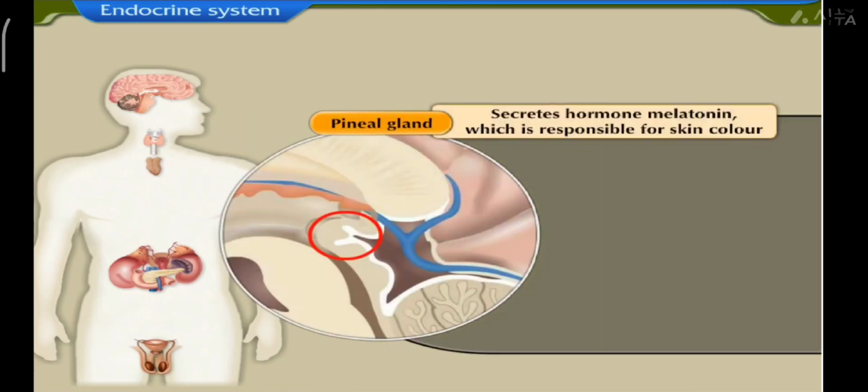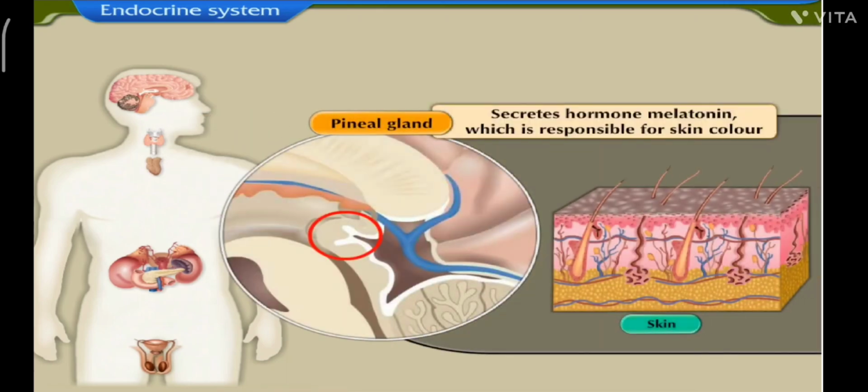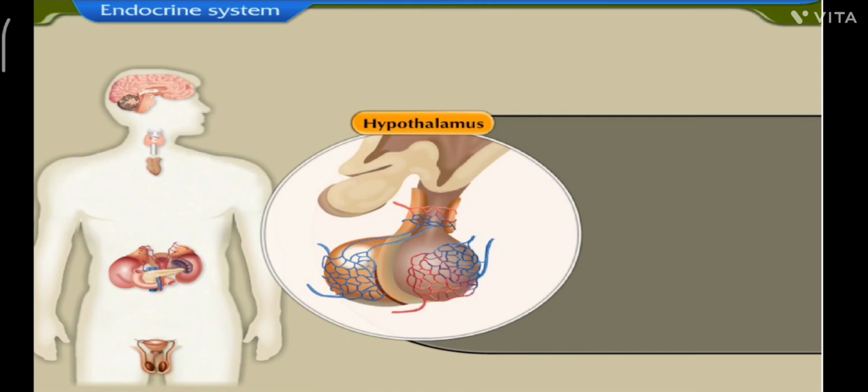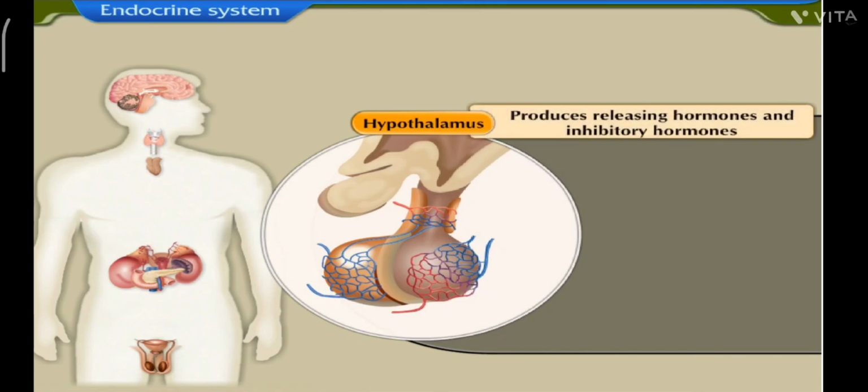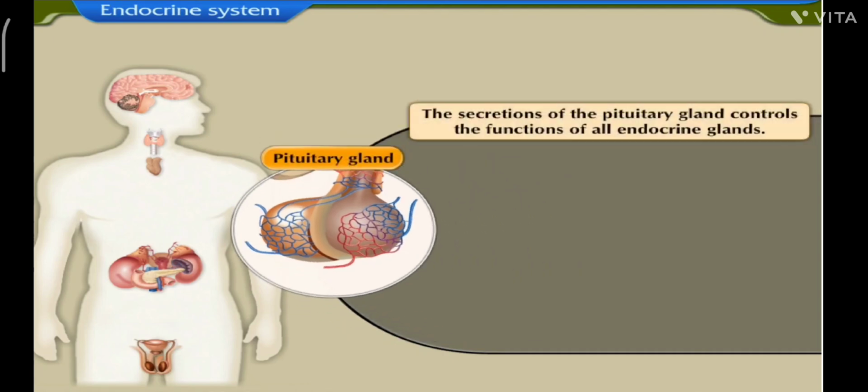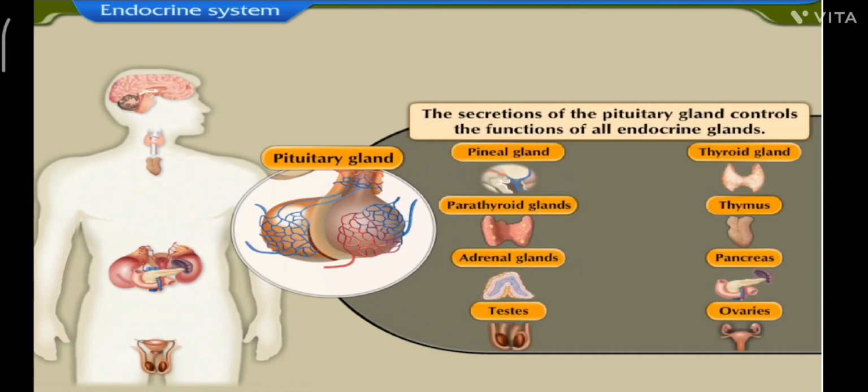Pineal gland secretes the hormone melatonin, which is responsible for skin color. Hypothalamus produces releasing hormones and inhibitory hormones which regulate secretions of the pituitary gland. The secretions of the pituitary gland control the functions of all endocrine glands.